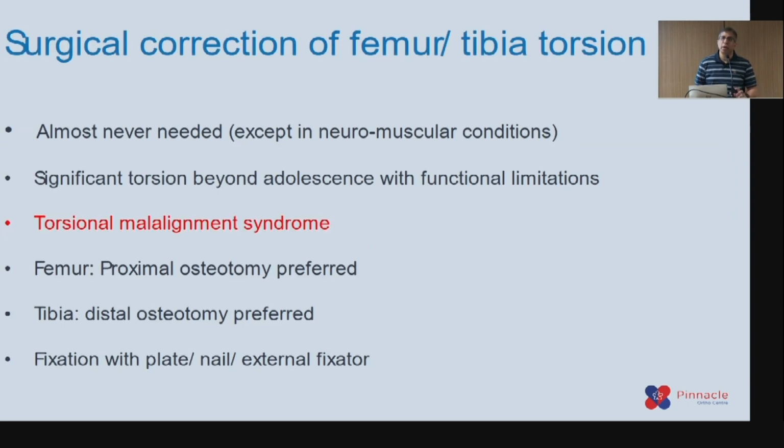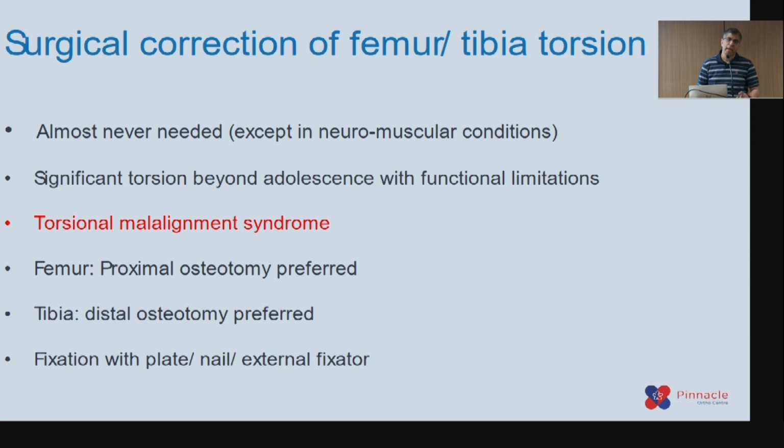Finally, if we know the natural history of femoral and tibial torsion, we can predict that this is going to get better with age. However, surgical correction is needed in extremely rare cases. In neuromuscular cases, yes, it is needed, but in the neurotypical child, surgical correction is almost never needed. It is reserved for those cases where significant torsional malalignment persists beyond adolescence and it is causing functional limitations. Then in torsional malalignment syndrome, yes, it should be corrected because as I mentioned, it will lead to patellofemoral problems in the future.